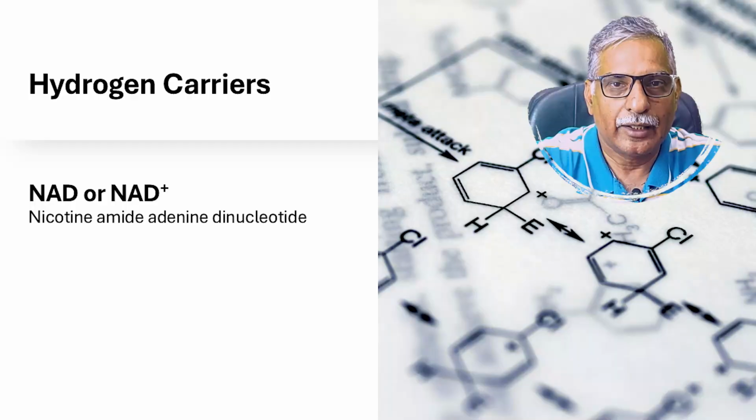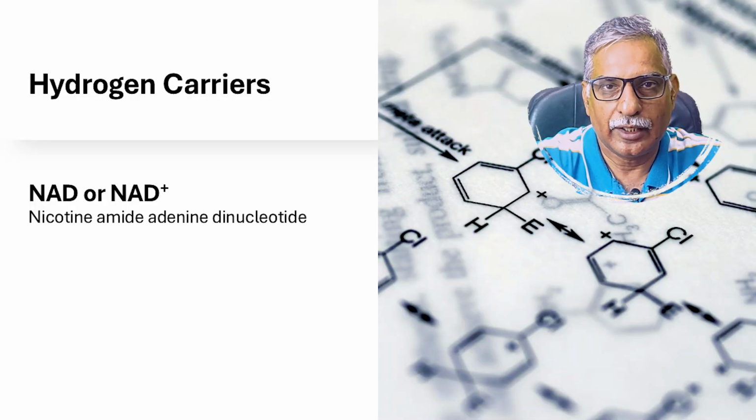Hydrogen carriers are special molecules that support the oxidation process during aerobic pathways. These hydrogen carriers are actually supporting the oxidation process. During oxidation, when hydrogen is released from the molecules, this hydrogen is picked up by these hydrogen carriers. Generally, in respiratory metabolism, there are two hydrogen carriers.